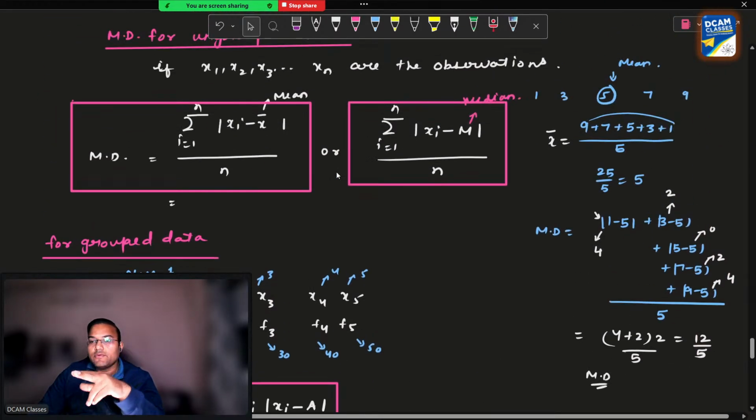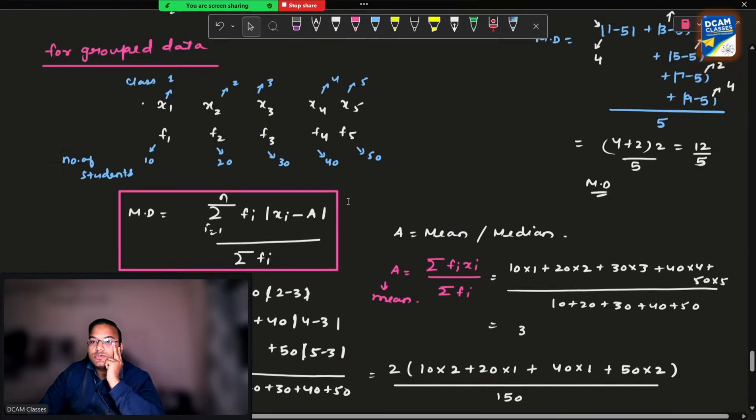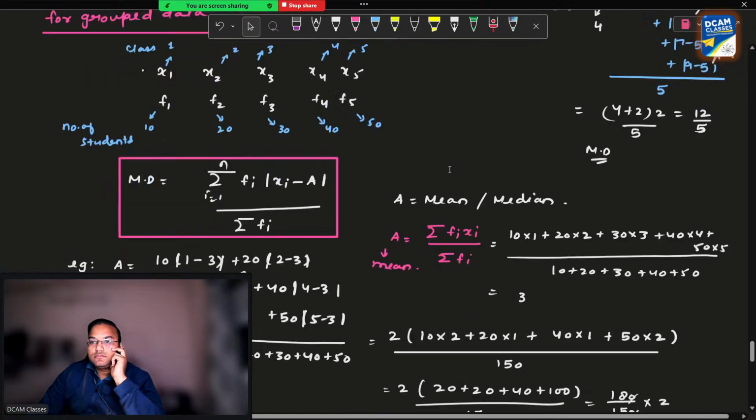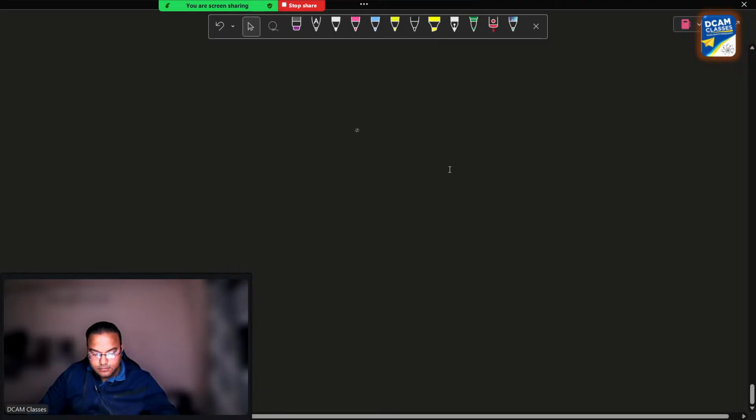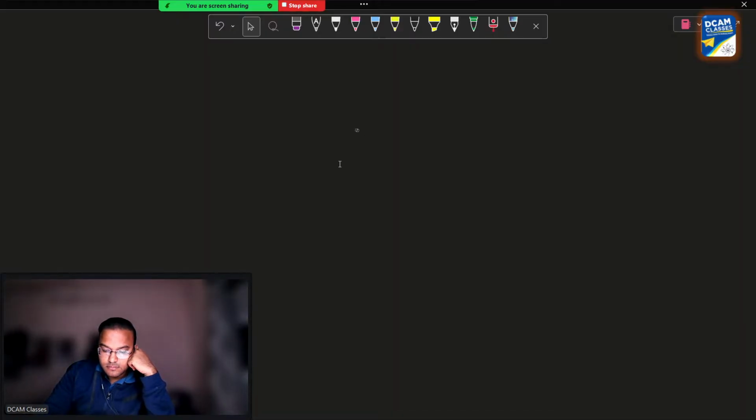Okay, now you will have to find out the median. Finding out median you know already for continuous distribution. So you just put the values. I'll give you the question. Wait. Try to solve this one.